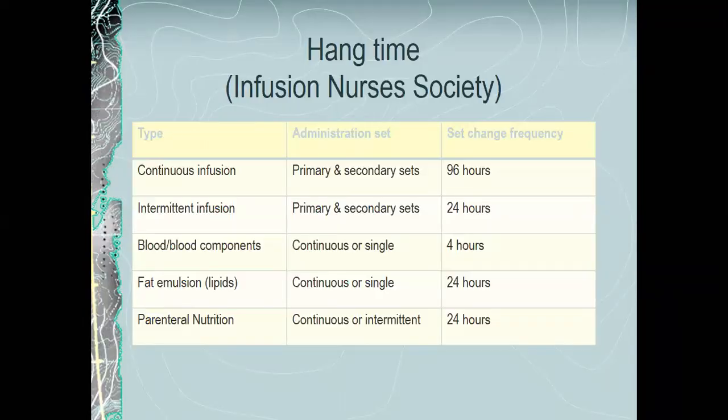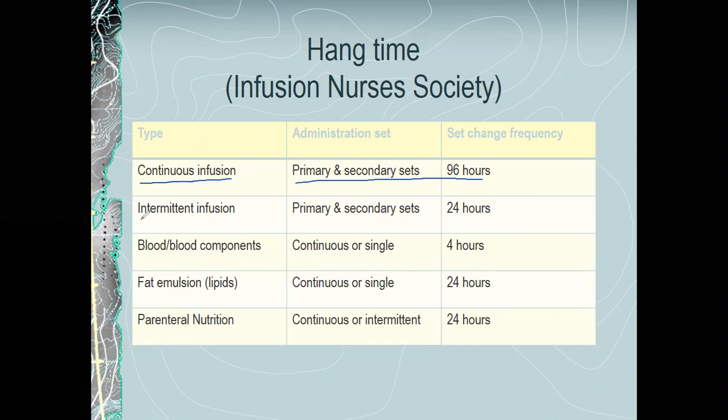So hang time refers to how long you can leave IV tubing or IV fluids hanging at the patient's bedside. The Infusion Nurses Society gives us guidelines to go off of, but that's also going to be facility dependent. You may not see this being used in your facility, so always follow facility guidelines. Our typical guidelines from the Infusion Nurses Society for a continuous IV fluid solution: those sets can go for 96 hours.